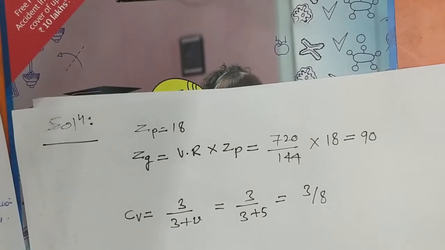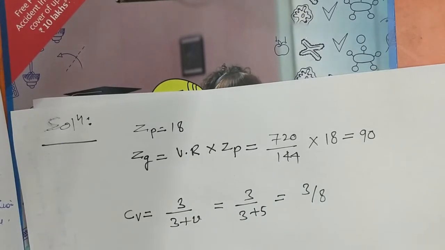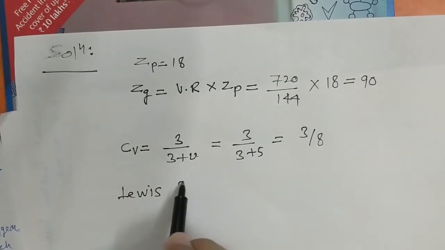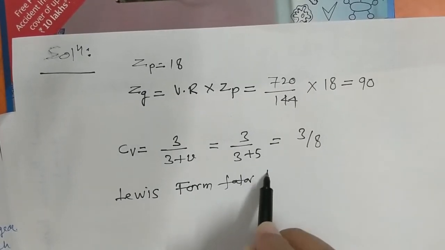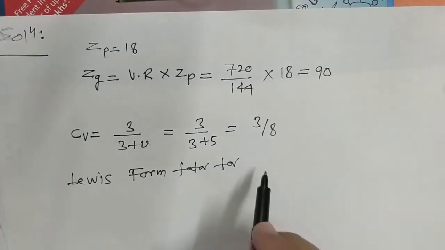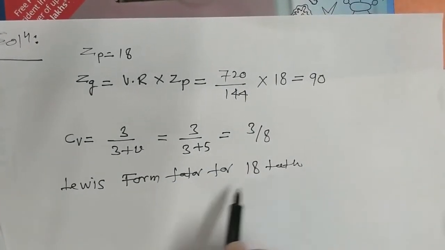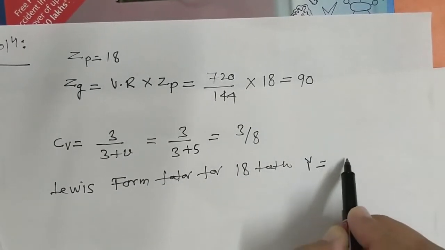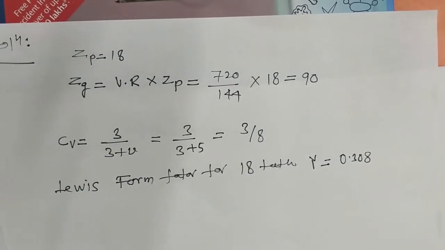Next, the Lewis form factor. The Lewis form factor for 18 teeth, the value of y we can choose from the table. So y equals 0.308 for 18 teeth.